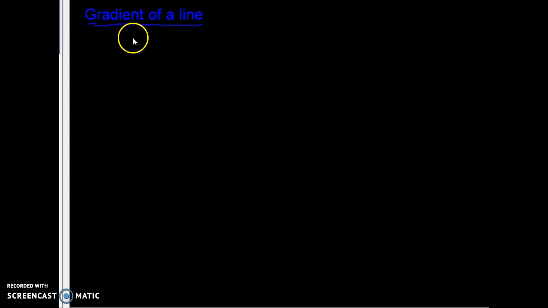In this video, we are going to learn the gradient of a line. The gradient of a line tells us how steep a line is. For example, I'm going to draw two lines, this one and this one. Let's say this is line 1, this is line 2. If we look, line 1 is steeper than line 2. So I will say the gradient of line 1 is more than the gradient of line 2.